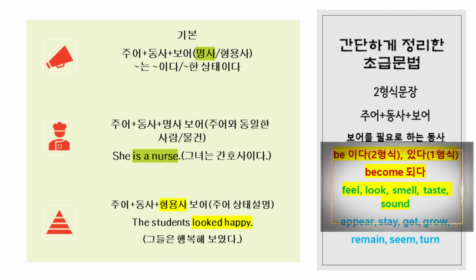Feel: tactile sensations or emotional states. Look: visual appearance or perception. Smell: perceptions of odors. Taste: perceptions of flavors. Sound: auditory sensations or perceptions of sounds.